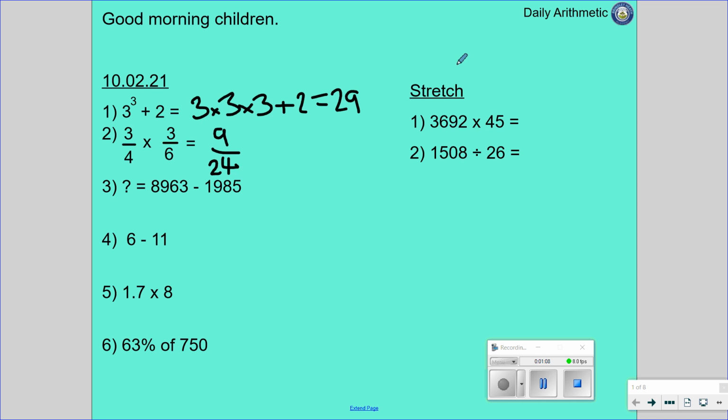Question 3, it is just a column subtraction. It's just got the equals at the beginning of our number sentence. So the answer we were looking for today was 6,978.